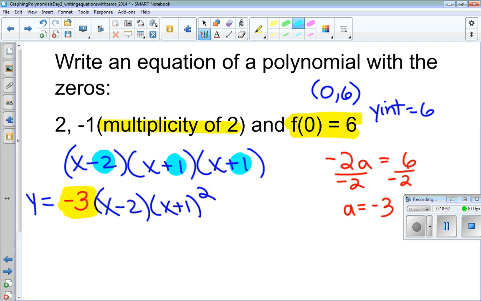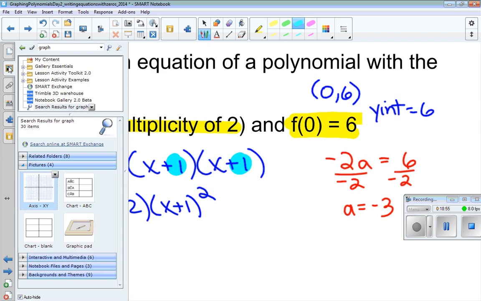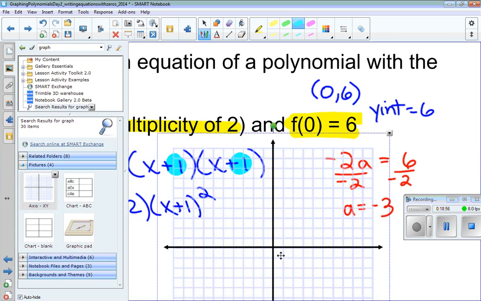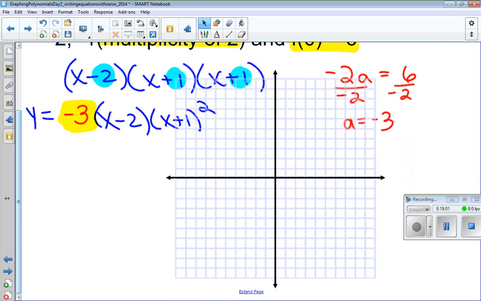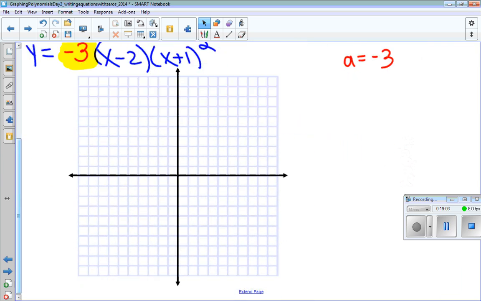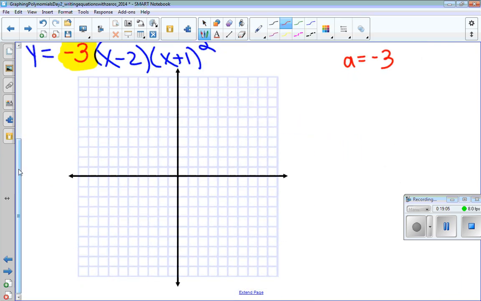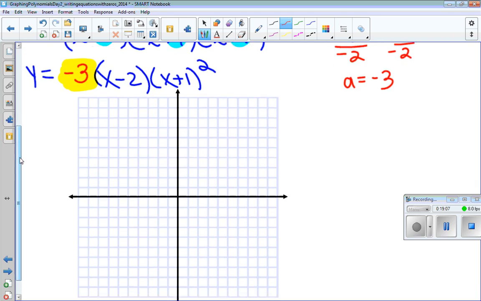Okay, so let's do a little sketch here. I'll see if I can come up with my graph real quick. Looks like I can. So what does the graph of this look like? Well, let's start with the zeros. I have 2 as a zero, and I have -1. Now, what happened to that -1 again? You just kissed it, right?